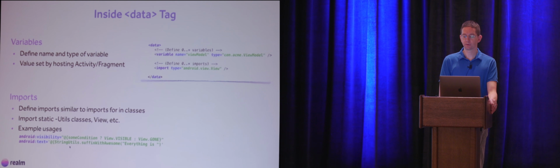But you can also do it with your own type. So if you want to import some utils class from your application, you can certainly do that here. Just import the type, which would be, maybe in this case, com.acme.stringutils, and then you can use that down below in an expression.